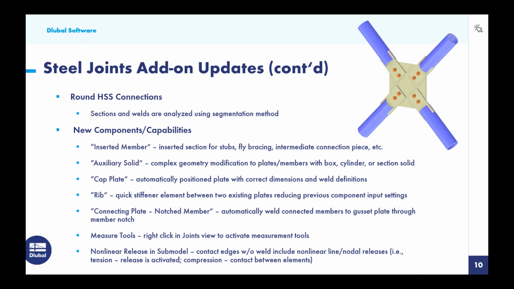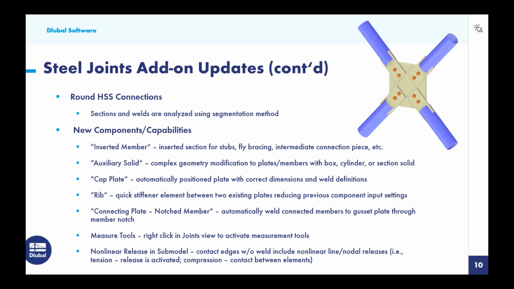We also have the connecting plate notch member. We'll see this in our example today. Also with the same connection here, we can automatically weld the connected members to the gusset plate through member notches. This will be a very efficient input as well that we'll see. We have added measuring tools within the Steel Joints add-on. So now you can right click in the joints view to activate these measurement tools. If you just need to make a quick measurement graphically, this can be very useful.